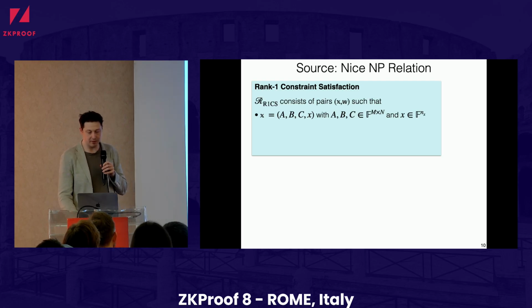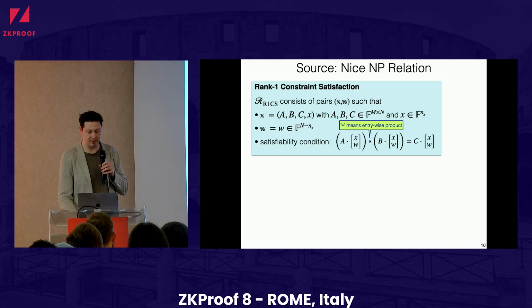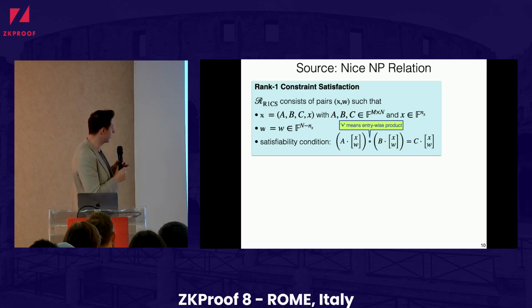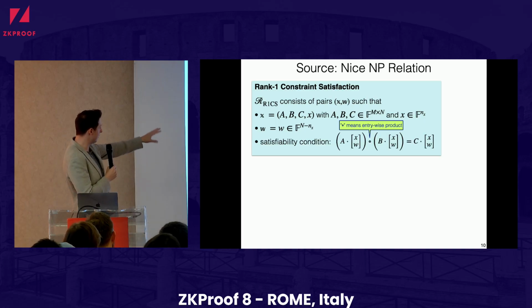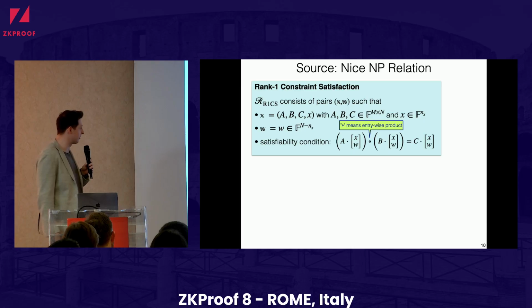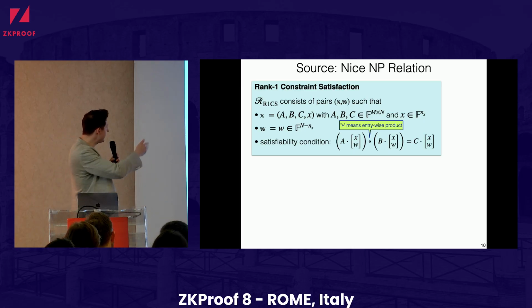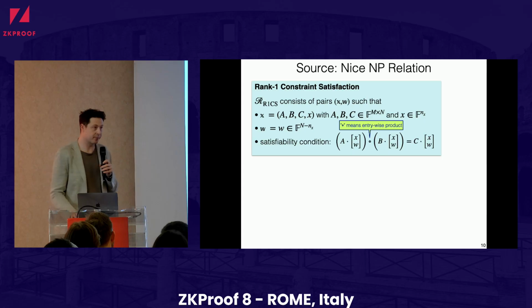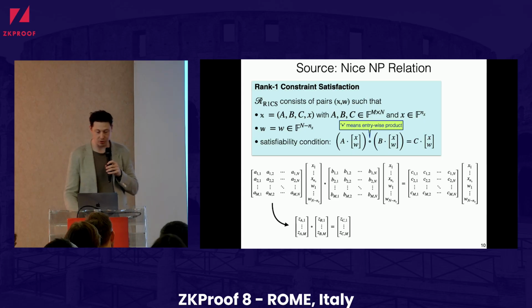which, I remind you, is a well-structured quadratic system of equations. You know, matrix A times vector (x, w), matrix B times vector (x, w). Take the entry-wise product, and you get a matrix-vector product. A, B, C, and little x are part of the instance, and big W is the witness. Okay, and that's the picture you should have in mind.